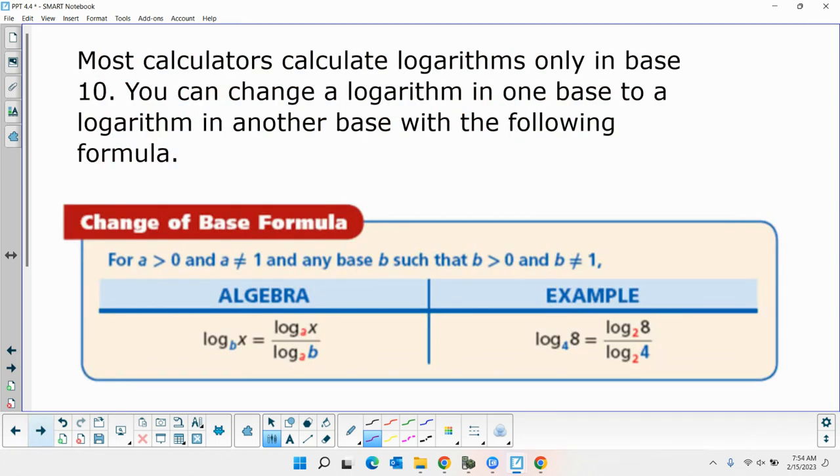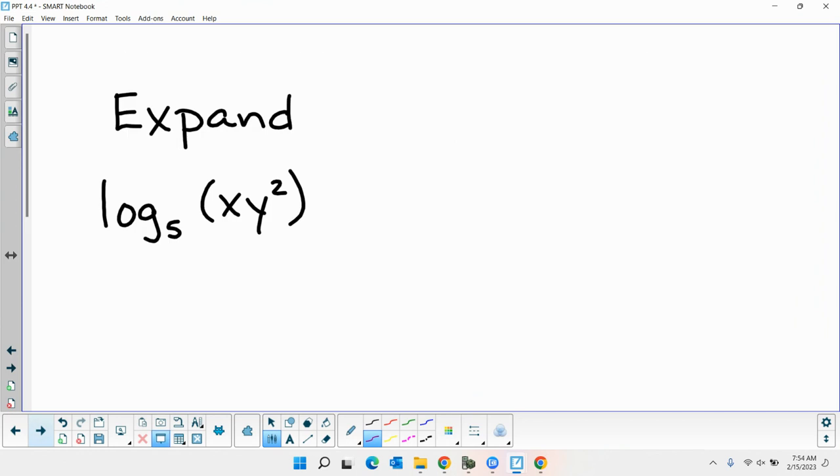Change of base formula, we did that yesterday, so that's nothing new. I had that yesterday instead of today.